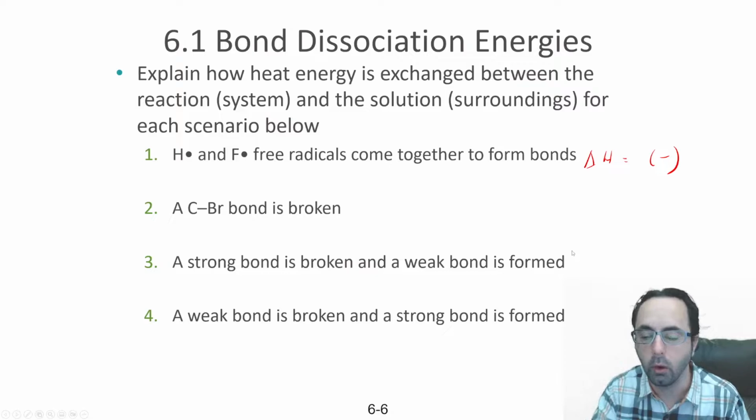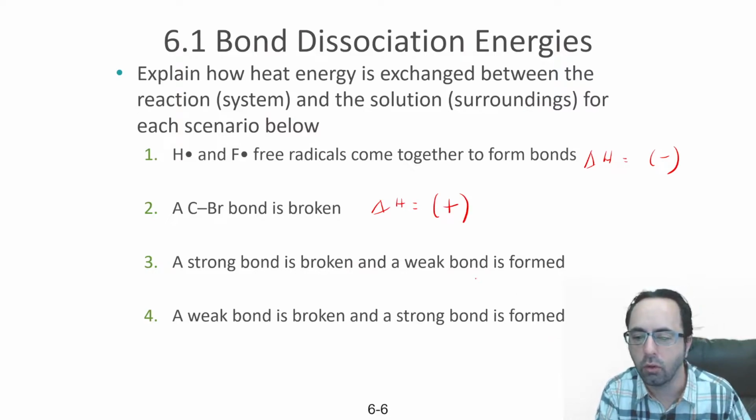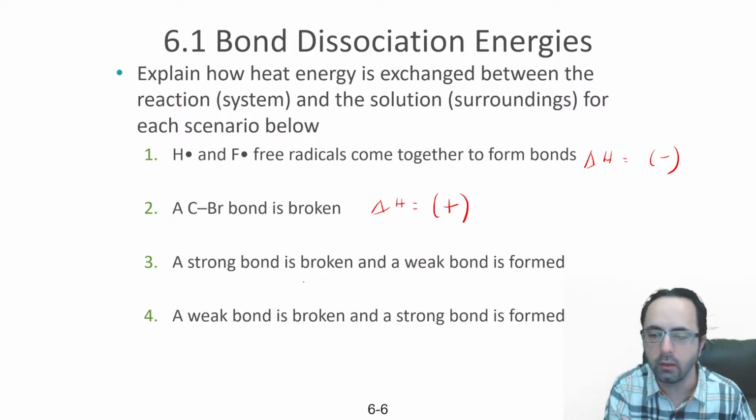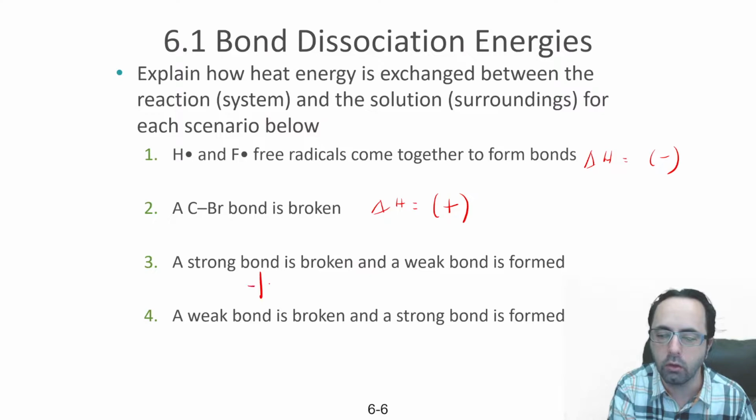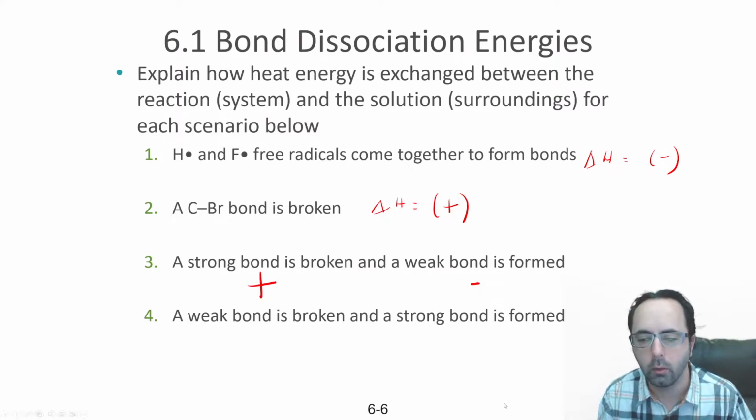Carbon-bromine bond is broken. That means we got to put in energy to pull it apart. So here the delta H is positive. A strong bond is broken and a weak bond is formed. And so this means we're going to have a large positive component and a small negative component. We're going to have to put a lot of energy in to break the strong bond, but we're not going to get a lot of energy back when the weak bond is formed. So here delta H will be positive.